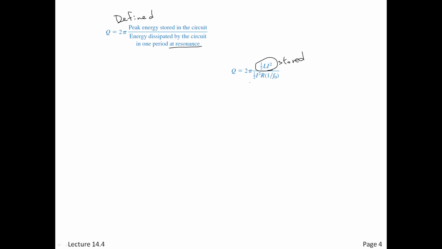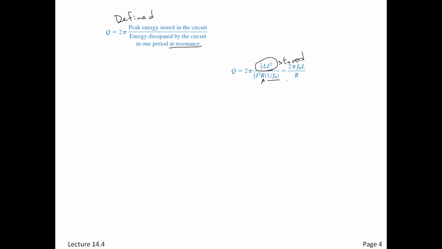1/2 Li squared. We're used to seeing that. Here's the dissipated energy in one period. Notice it's a function only of R, right? Because at resonance, R is the effective, or essentially the seen part of the impedance. And this just averages over a period, right?